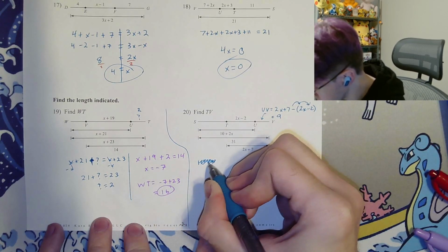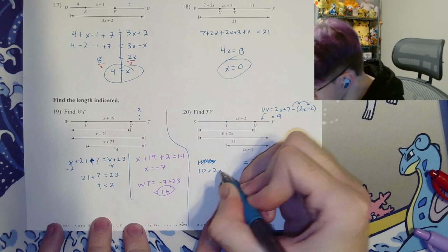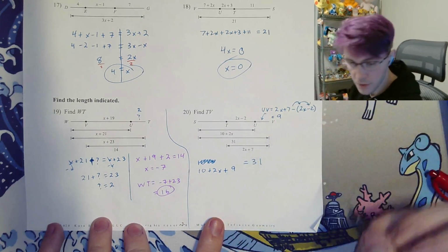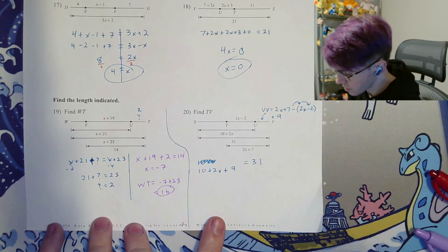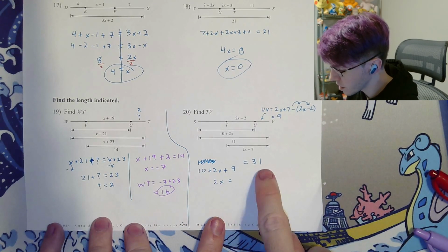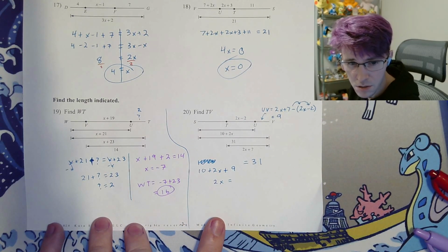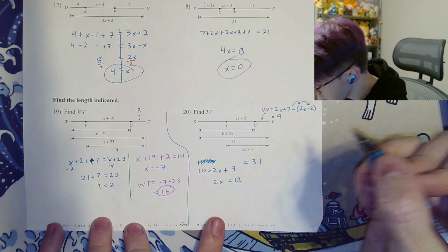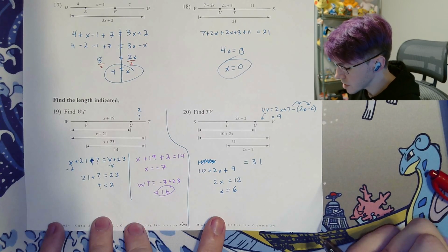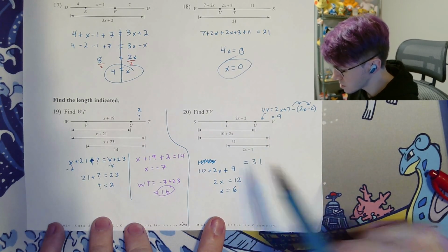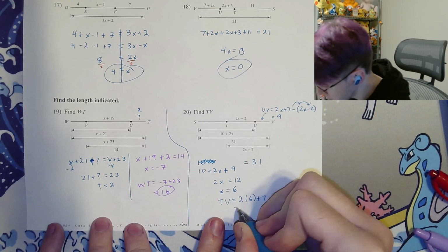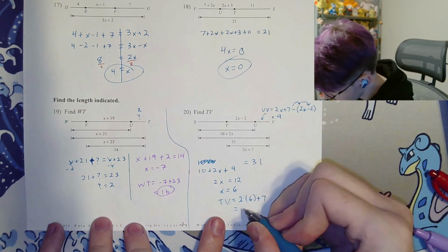So 10 plus 2x, and then we're going to add that 9 there. And that gives us the 31. We're now going to subtract over, so 2x is equal to 31 minus 10, which is 21, minus 9 is 12. Divide both sides by 2, and you get 6. Last but not least, we need to figure out what TV is. TV is the whole length here, which is 2x plus 7. That is 12 plus 7, that's 19.